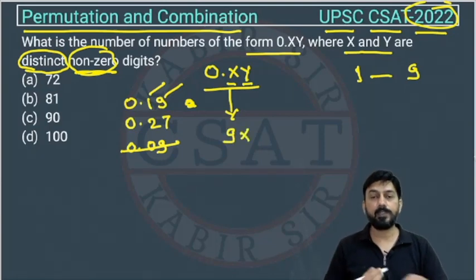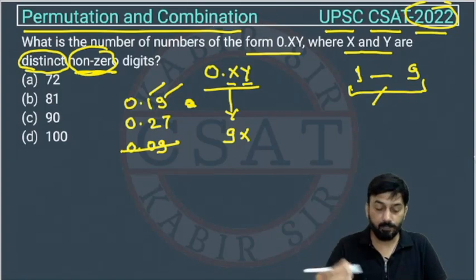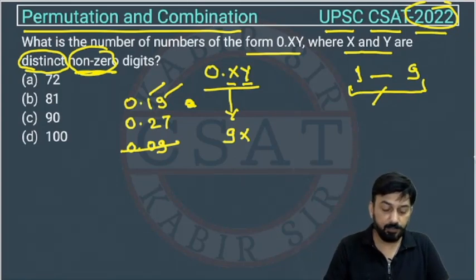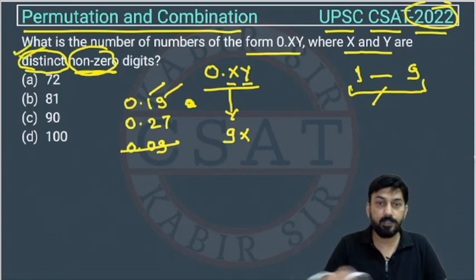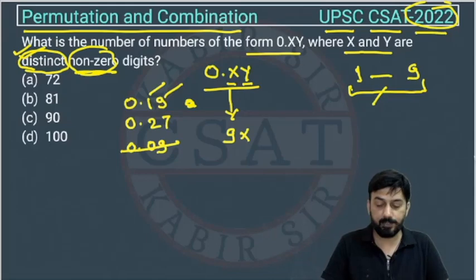And in y, how many digits can come? Because out of these 9, 1 we have already used, right? And we have to select. There should be no repetition because in the question it is given that these are distinct digits, like different digits. So already 1 digit we used here. So out of the remaining 8 digits, any digit can come, right? So this will be 8 here, right?